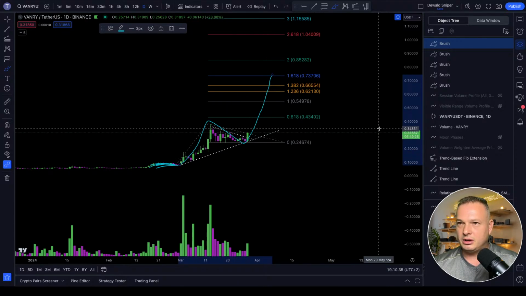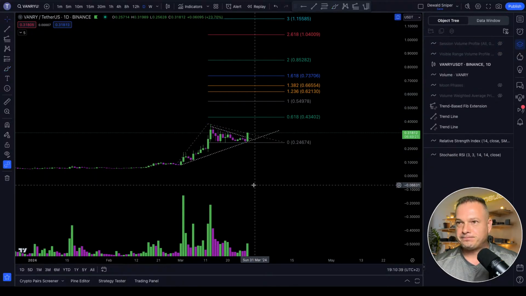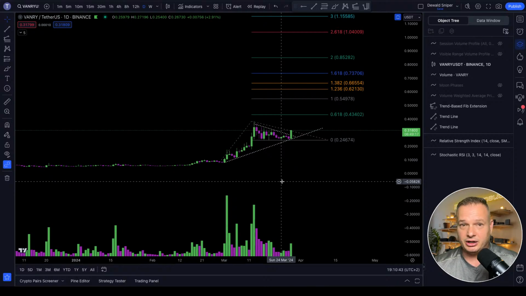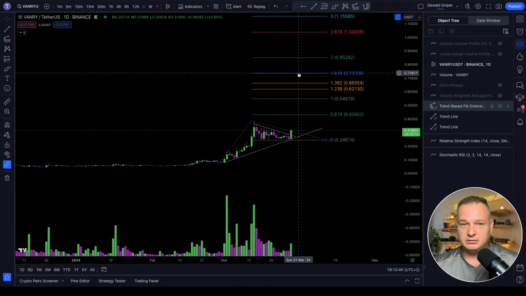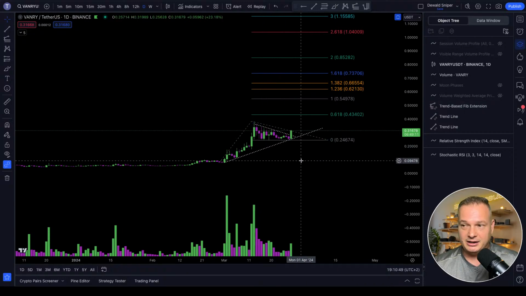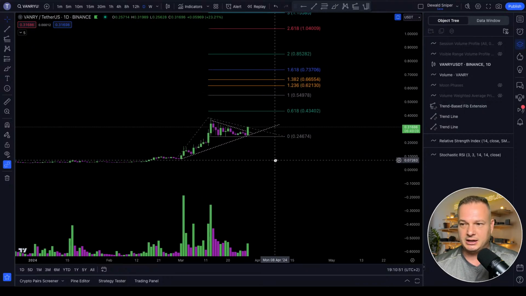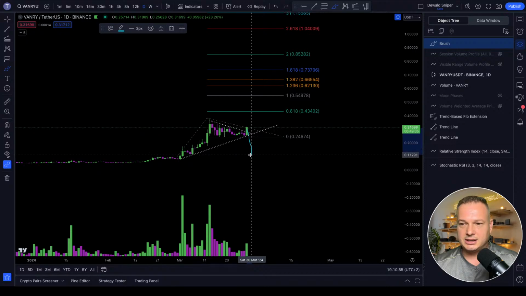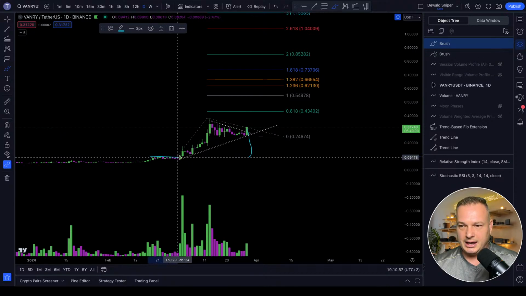Fundamentals to me look good. I am very bullish on VanRe in the long term. Okay, I'm not saying it's going to go to 1.618 today, this week, even this month. I'm just saying I've added it to my spot bags. I'm still expecting upwards momentum. And I do like red candles to the downside because that is where I add to my bags.